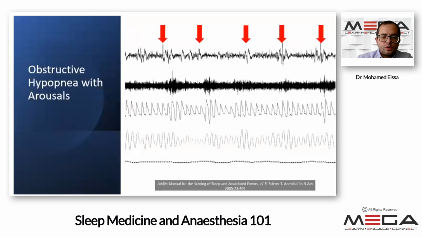So the patient is breathing, having some hypopneas, then the patient starts to wake up, getting what we call a respiratory arousal from sleep, where he starts to breathe again, and then the patient would get into hypopneas, then wake up again and get again a respiratory arousal.